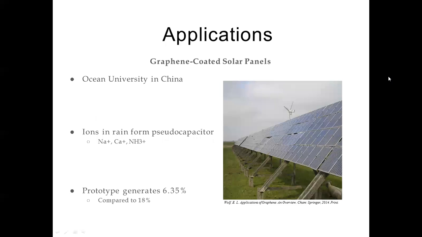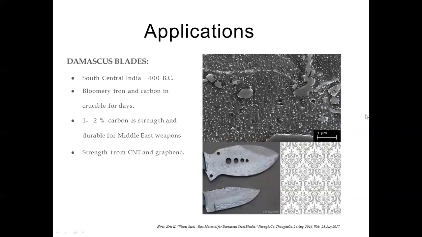So graphene coated solar panels. So these are used, and you can take a look at this link for these applications, and used quite a bit in the University of China. We can look at these Damascus blades. So they looked at these different configurations of these knives, etc.